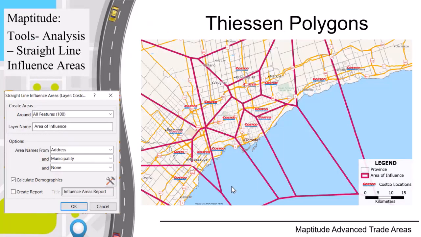And I ran them, and this is what comes up. So basically what it does is it creates a polygon around each location where everything within the polygon is closer to the location in the center of it than any other one. So in other words, every polygon shows you the areas that are closest to that Costco in the center, which is great. It is a very good methodology to use. It's much, much better than radius bands, and it does not have overlaps, and it also does not have undercounts. And this is the menu under straight line influence areas that I used to get that.